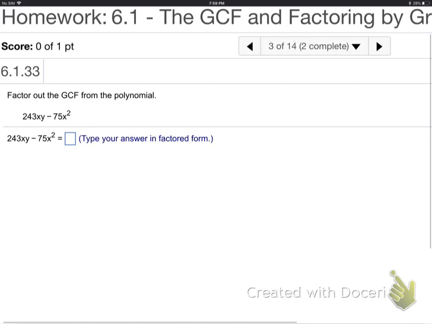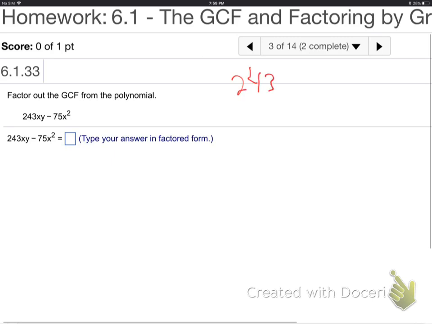Number 3 will be similar to the previous one. All right, so if you look at 243 and 75, what goes into those two numbers? I have no idea. You don't need to know those. You can use calculators for everything: homework, tests, everything. So how do we use our calculator to find out what goes into 75 and 243? We just kind of start guessing at things, really.